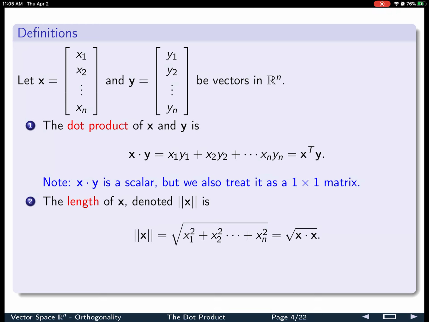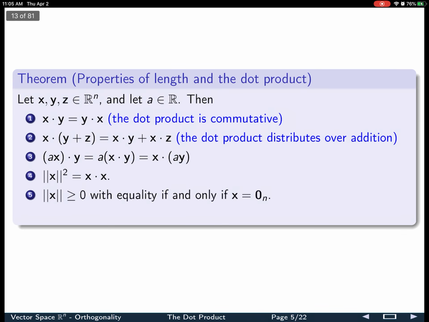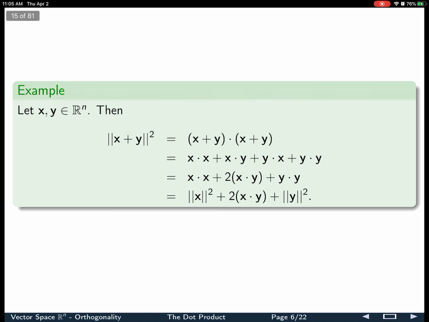Here we have the dot product defined and the length of a vector. We're good there. Some properties of the dot product. I believe that we've already attended to all of these. Commutative, distributive property, we're good. Yep. Moving on.